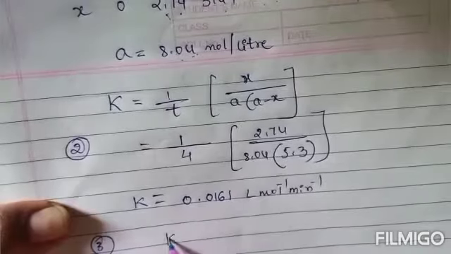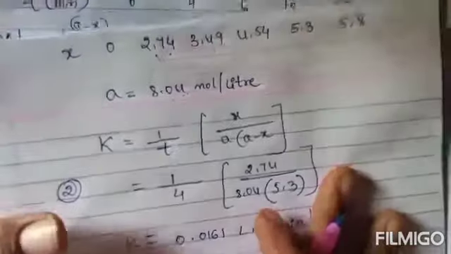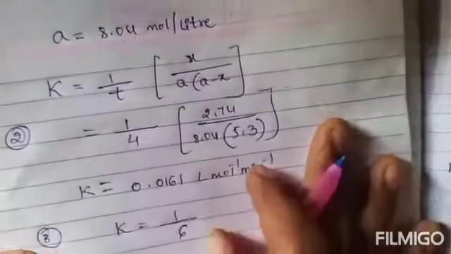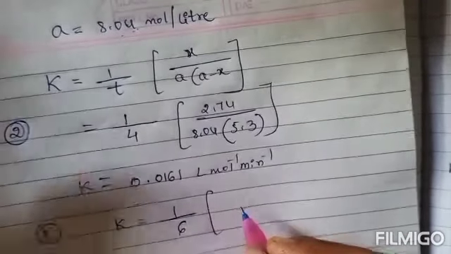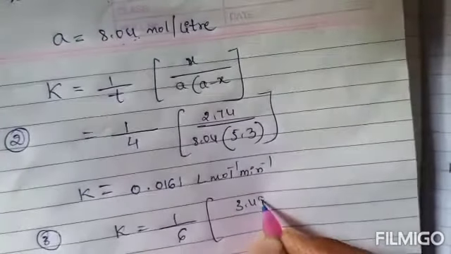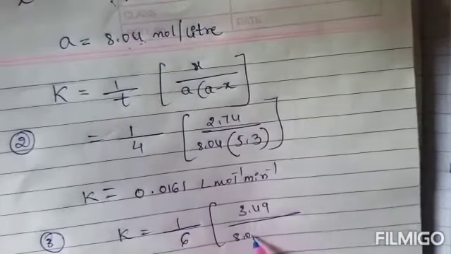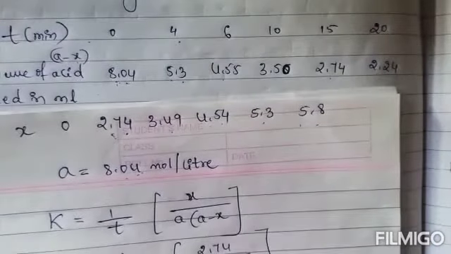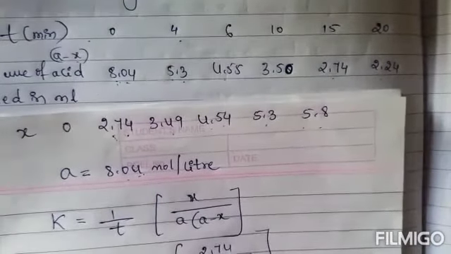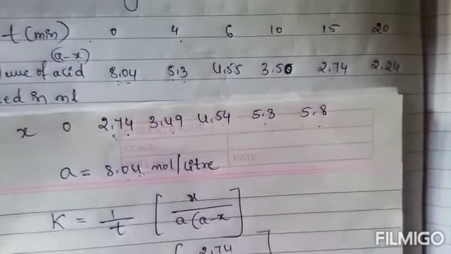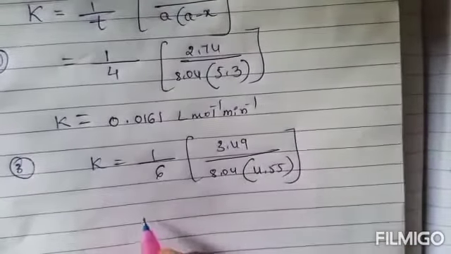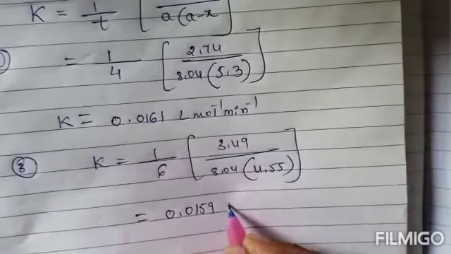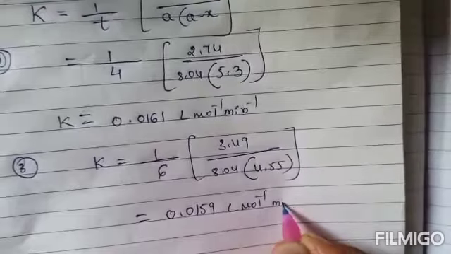Third one, K is equal to 1 divided by time 6, X value is 3.49 divided by A, 8.04 into A minus X value, 4.55. So again, after calculating, we'll get the answer 0.0159 liter per mole per minute.